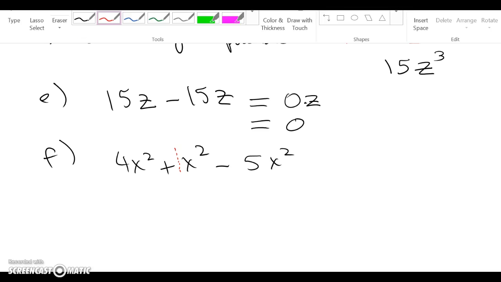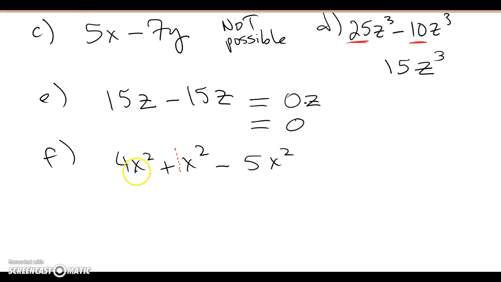So basically I'm looking at 4x squared plus 1x squared, because I want to do 2 at a time, work left to right. So I got 4 of these guys plus 1 more of that guy. That gives me 5 of those guys, so that's 5x squared. And then I bring down the other minus 5x squared. Now this expression is kind of like part E. I got 5 of them, I take away 5 of them, so I end up with none of them. I end up with 0.